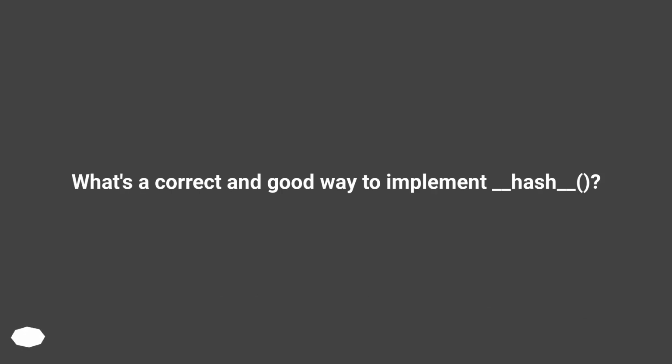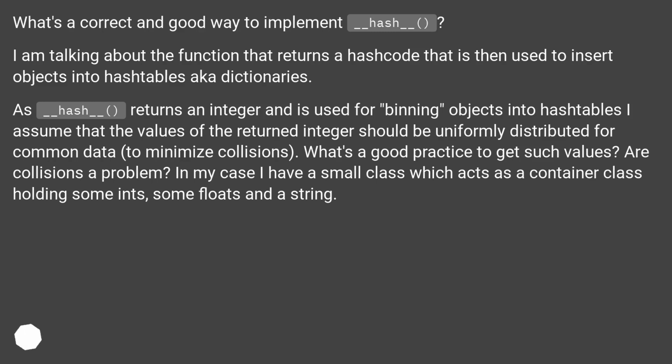What's a correct and good way to implement __hash__?